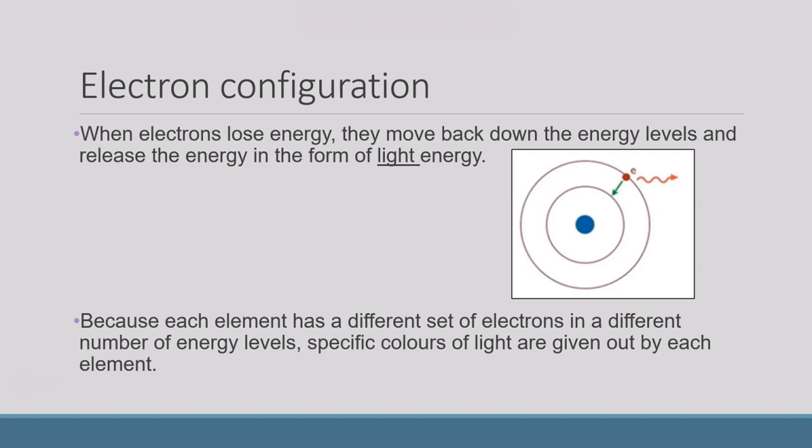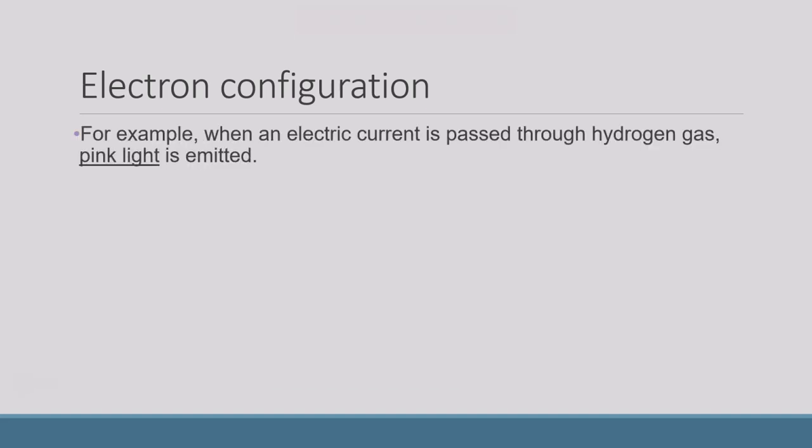Now, every element has a different set of electrons in different energy levels. Therefore, different elements are associated with the release of different colors when they are heated or excited. So, for example, when an electric current is passed through hydrogen gas, that electric current provides the electrons with energy to jump up an energy level. And when those electrons lose that energy, we find that the hydrogen gas emits a pink light.